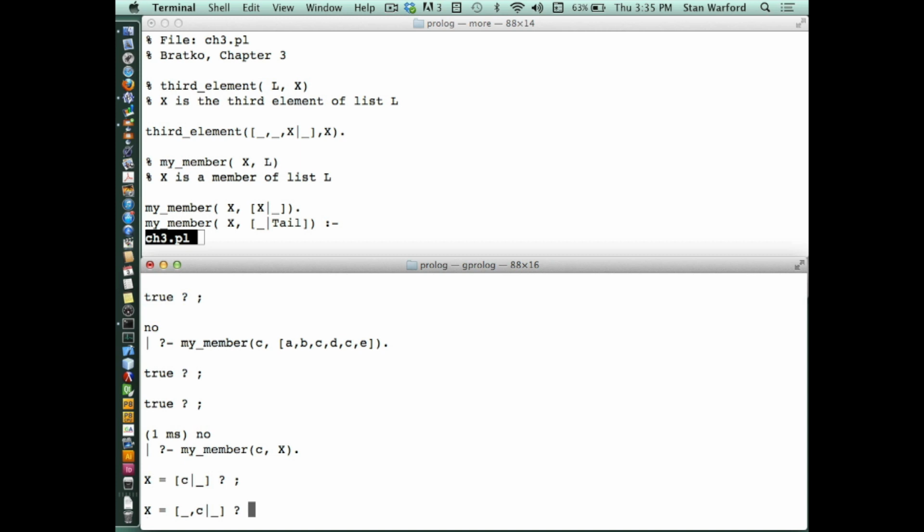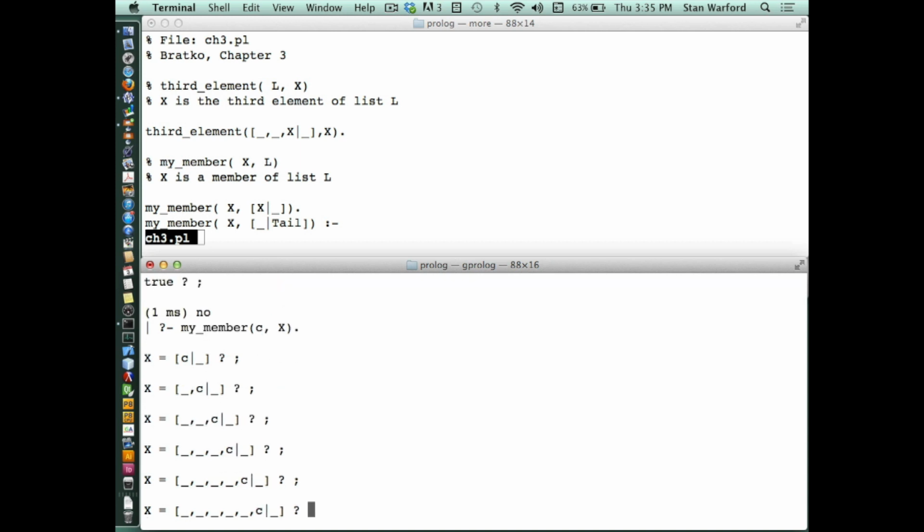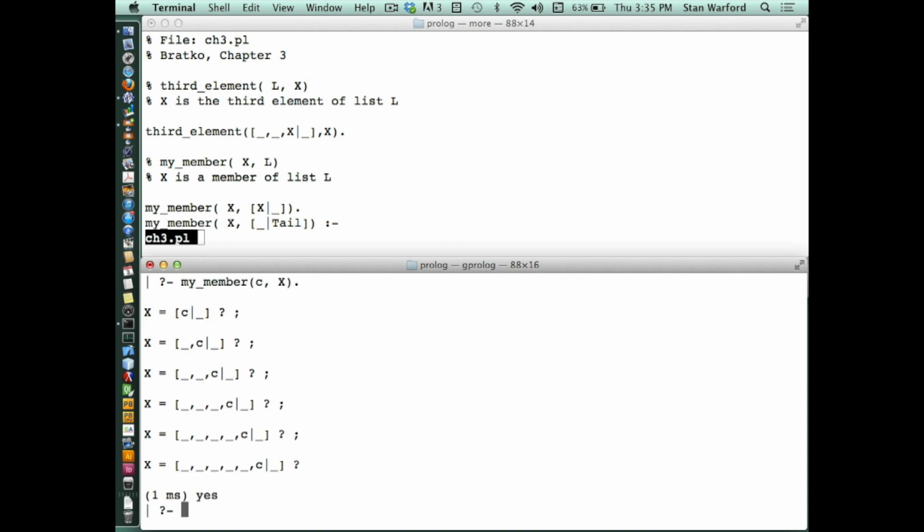What's another way it could happen? A list with C as the third element. What's another way? Fourth, fifth, sixth. So instead, what terminates the search? Return. Is everybody with me on this? Okay.